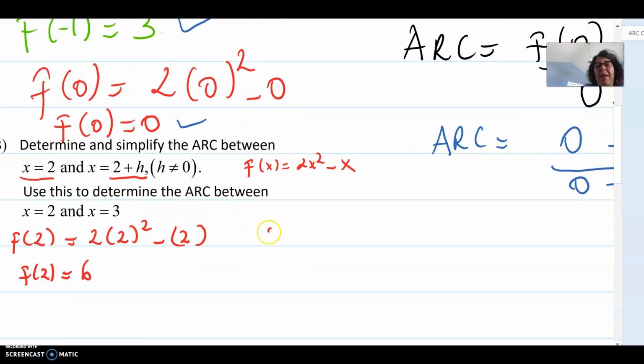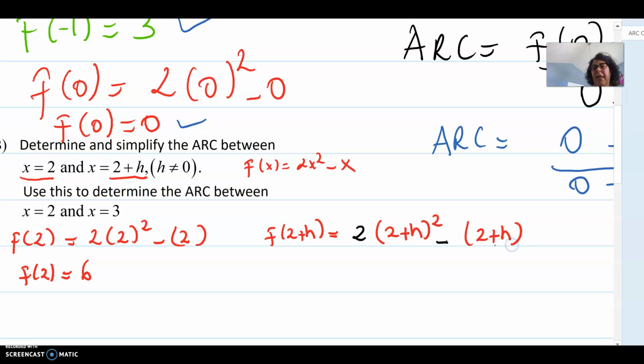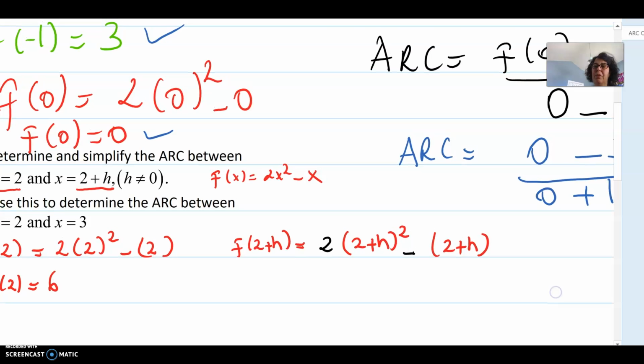Now, f of 2 plus h, what would that be? Everywhere we see x, we're going to plug in 2 plus h, squared, minus, instead of x here, we're going to plug in 2 plus h. Now 2 plus h squared is a binomial square. So it's not going to open as 4 plus h squared. That will be a trinomial.